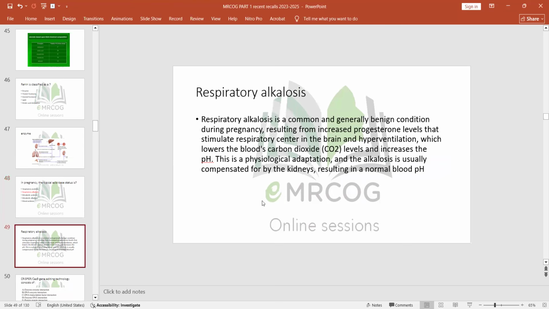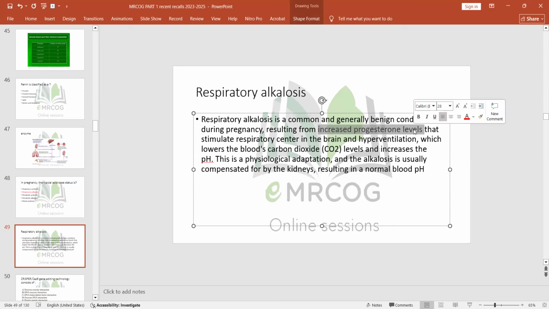Okay, so respiratory alkalosis is common, generally benign. Okay, everything is because of progesterone. I told you, wallahi, everything. Acidity, reflux, depression, the low gastric motility, the low intestinal motility, the low bladder contractility and UTI. Everything is because of that progesterone.